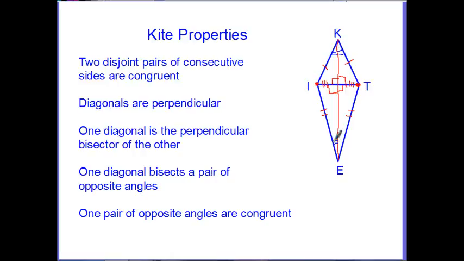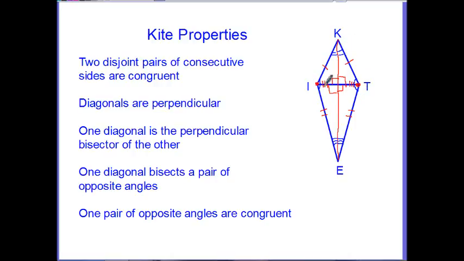Now, those angles aren't congruent to each other, but they are being bisected. Last but not least, one pair of opposite angles are congruent. The pair of opposite angles that are congruent, if we look at this triangle, that's going to be a scalene triangle, the triangle that has three different sides. That big angle is going to be congruent to the other big angle. So angle KIE would be congruent to angle KTE.